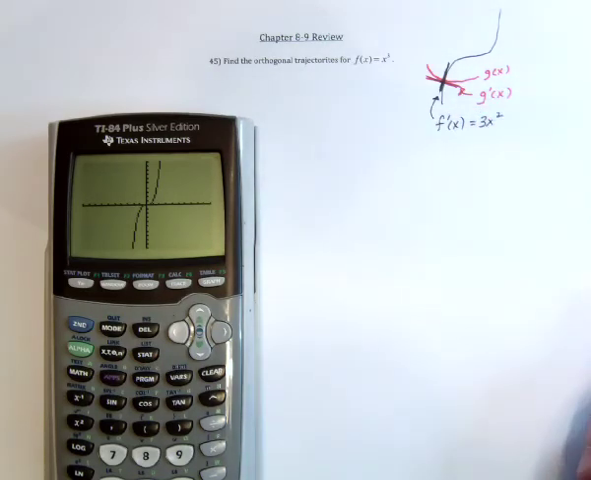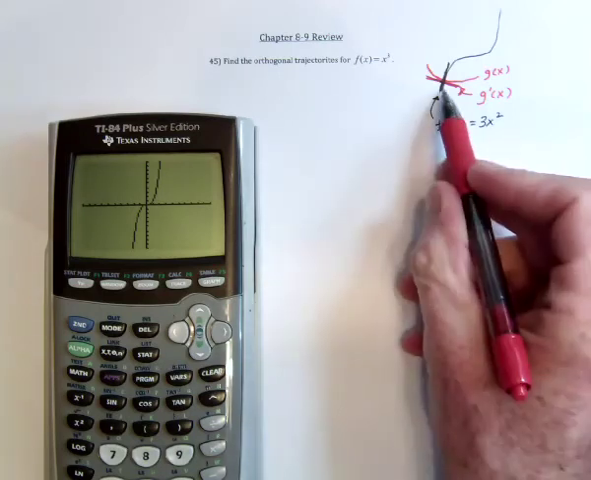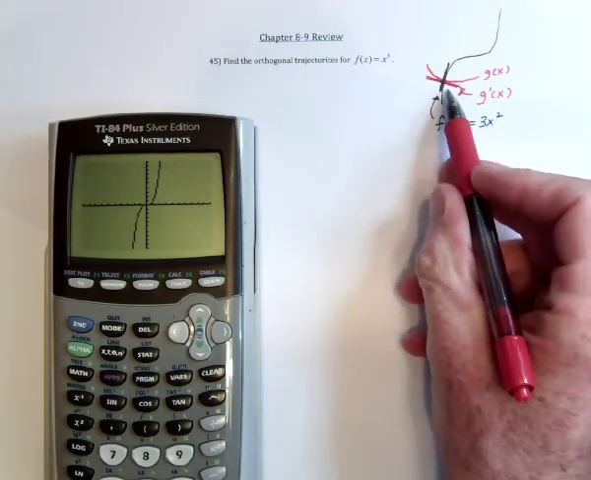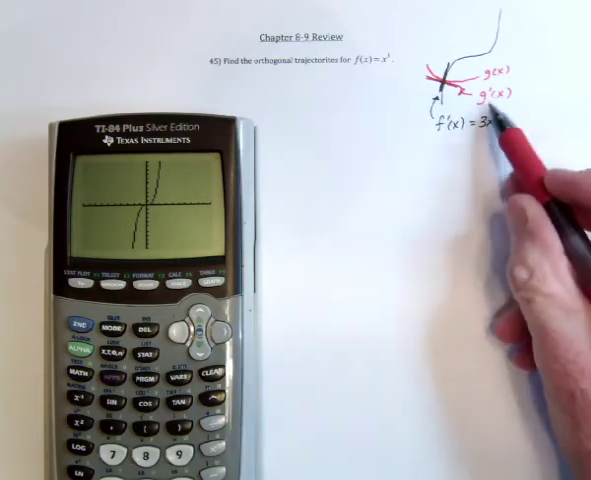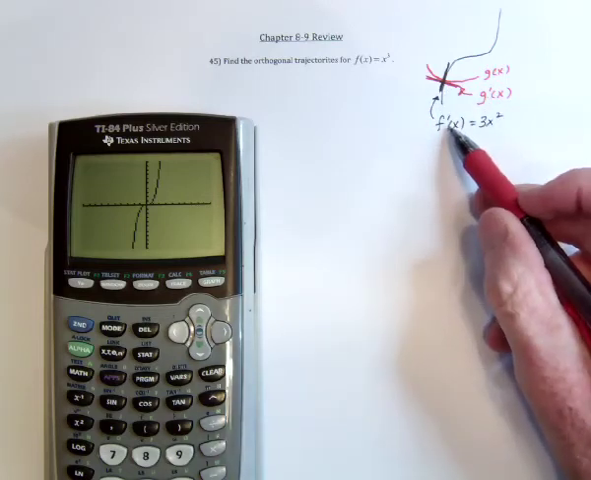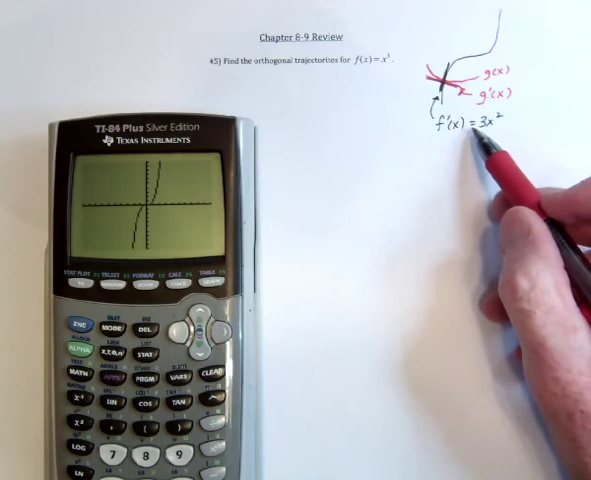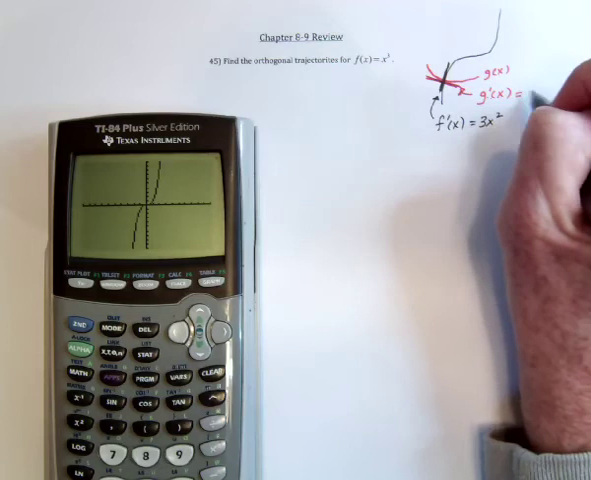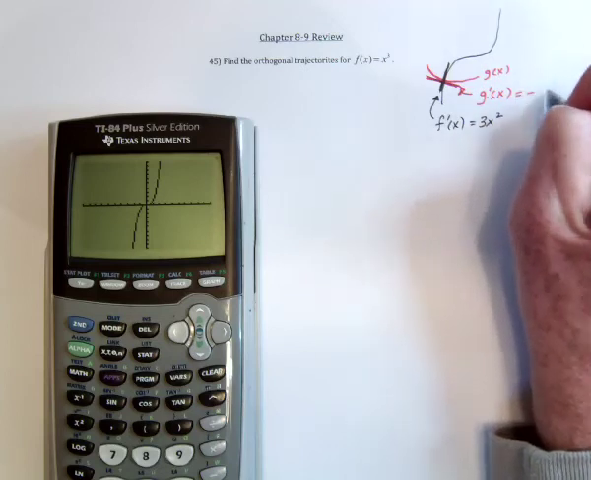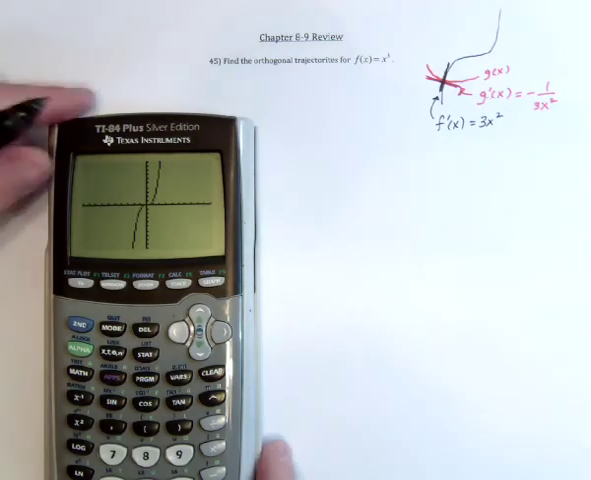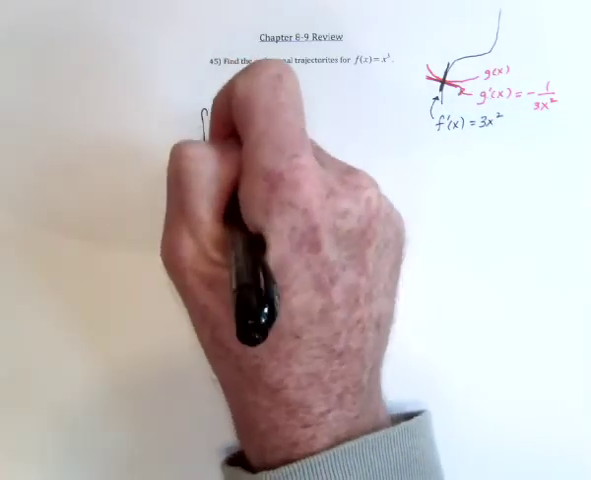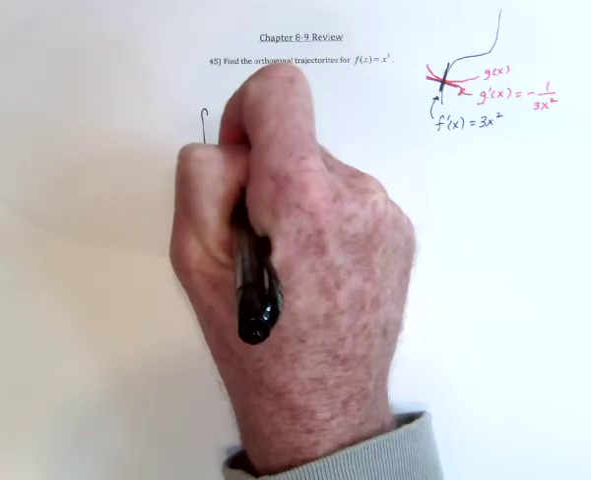would be, well, if these two lines are perpendicular, then the slopes have to be negative reciprocals. Since derivatives give us slopes of tangent lines, then these two need to be negative reciprocals of each other. That means that this one has to be negative the reciprocal of the other one. Now to go backwards and find out what g is, we just need to integrate. So integrate negative 1 over 3x squared.